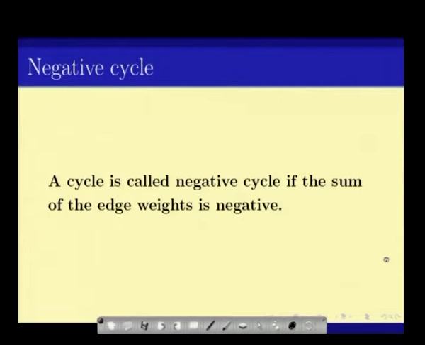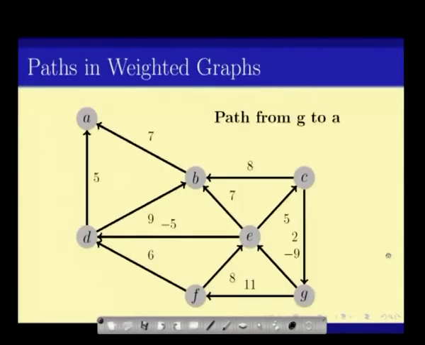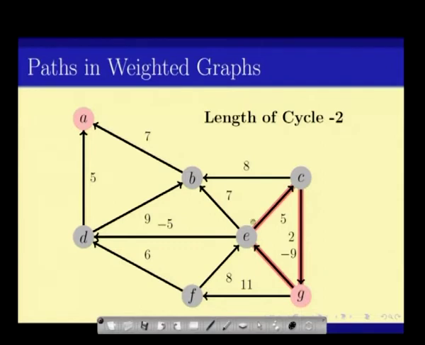So, if there is a cycle, meaning a path that starts from a vertex and ends on the same vertex and has total weight negative, then we call it a negative cycle. For example, say in this graph, this cycle GEC is a negative cycle. So, the cycle length is -2.